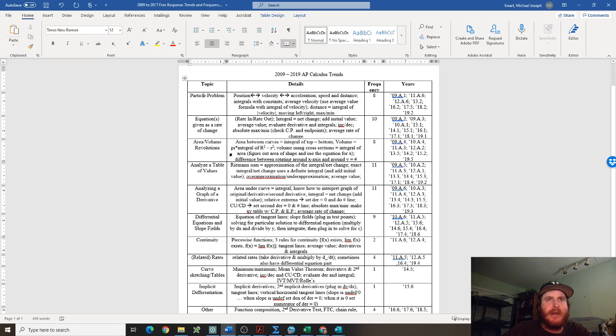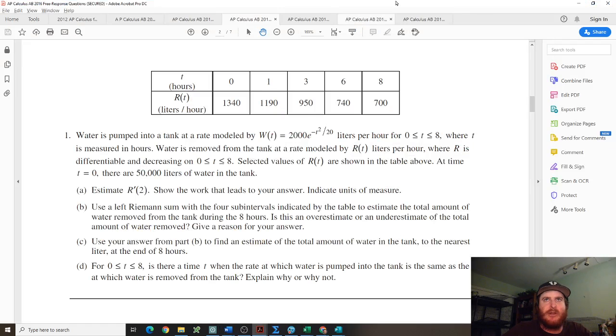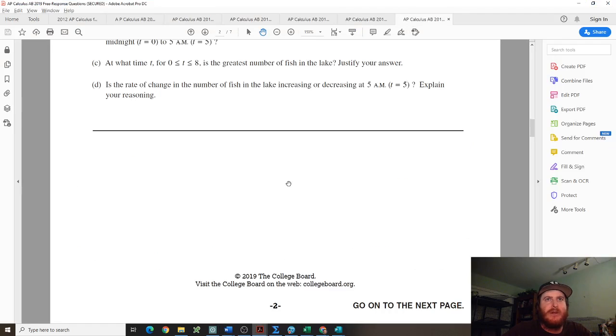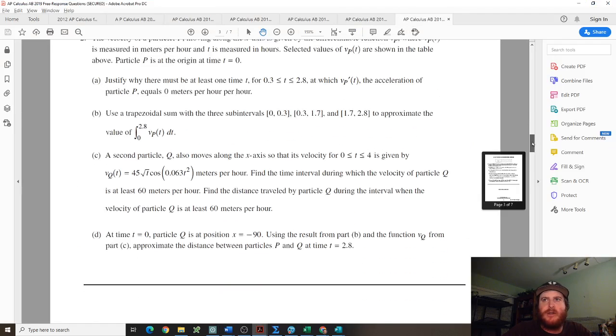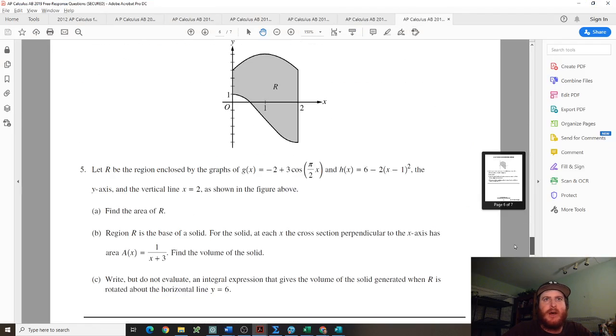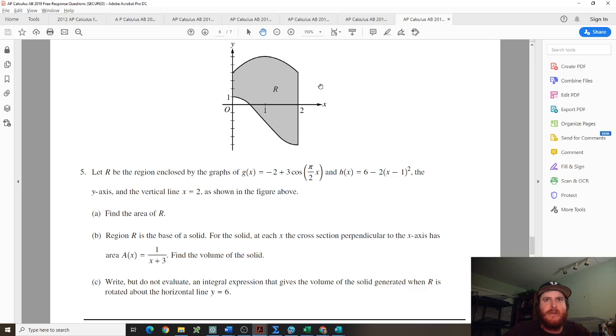Kind of interesting. The next one is our area and volume. We literally just did this whole chapter, so it should be very, very familiar to us. So there was one on this last test about this one, right? So very familiar to us.